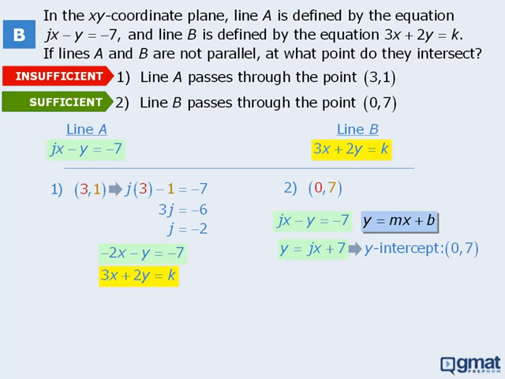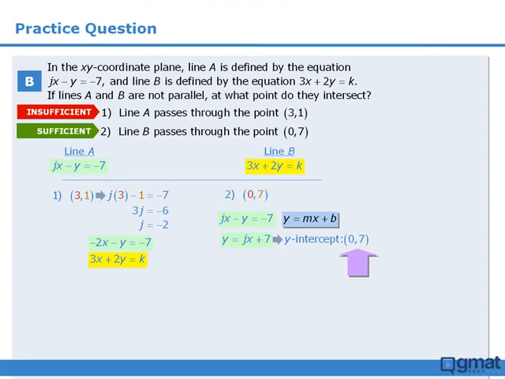Now the important takeaway here is that the given equation for line B does not tell us anything about any particular point on that line. However, if we take the equation of line A and rewrite it in slope y-intercept form, we are able to deduce one important piece of information about that line. That is, the y-intercept is 7, which in turn gives us a specific point on line A. Using that one piece of information, we found statement 2 to be sufficient.